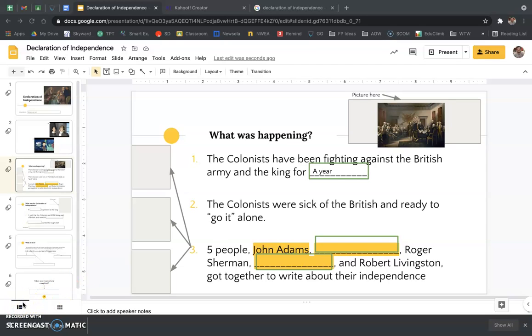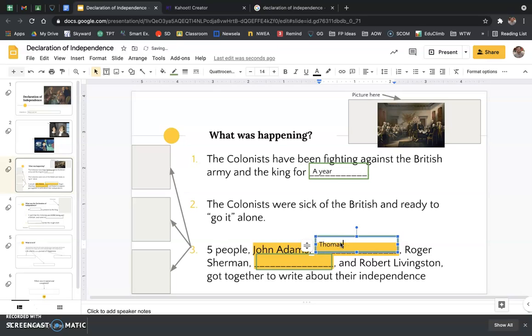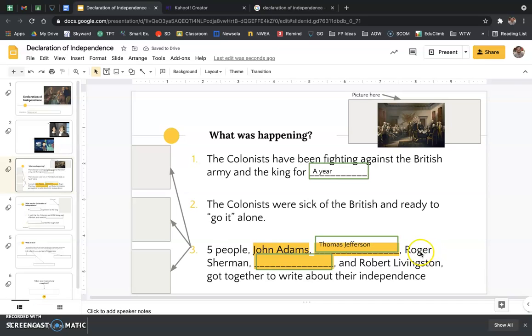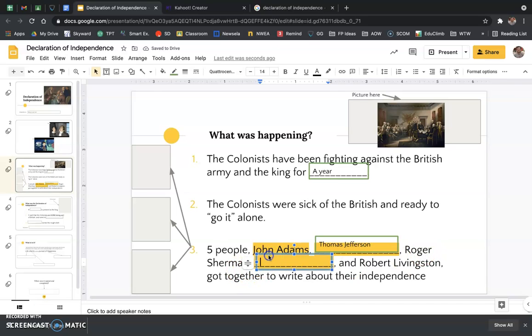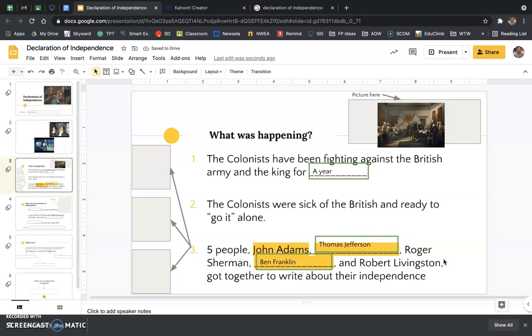There were 5 people we're going to talk about today really quickly that got together to write this Declaration of Independence. First is John Adams. We talked about John Adams, a very important person. Next was Thomas Jefferson, another very famous person. Roger Sherman, not as famous. Ben Franklin, we talked about how he was a really good author, so he obviously was going to be there. He was going to help them out. And then Robert Livingston. Those were the 5 people that got together, and they wrote about their independence.